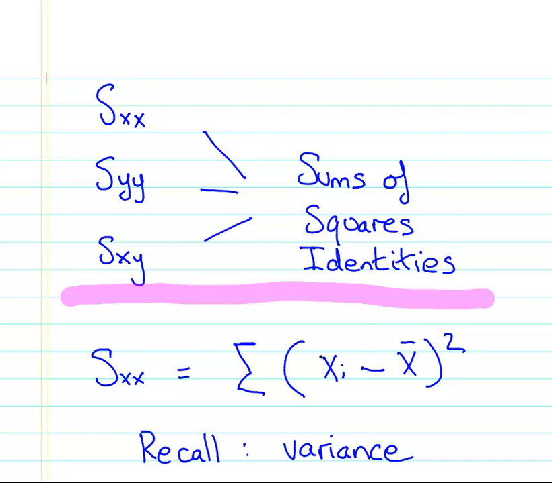Essentially, to compute variance, we just divide by n minus 1, where n is the sample size. So it's a component in that calculation. That's all we're really doing here. And when you're given sums of squares identities, you're given some of the calculations done for you in advance, and you just have to finish them off. That's what sums of squares identities are, in the context of calculating correlation coefficients.